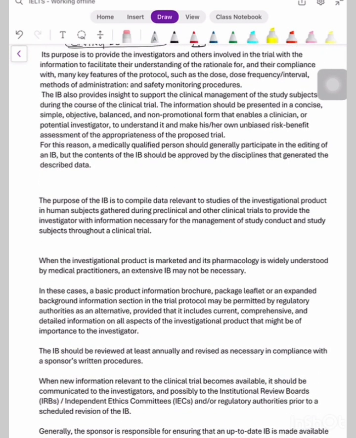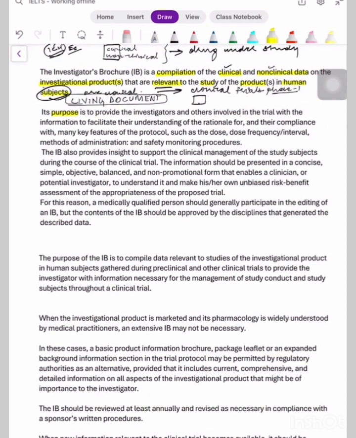Now moving on, the purpose is to provide the investigator. The purpose of the IB, this is also ICH language, so read this very nicely, is to provide the investigators and others involved in the trial with the information to facilitate their understanding of the rationale for, and their compliance with, many key features of the protocol.